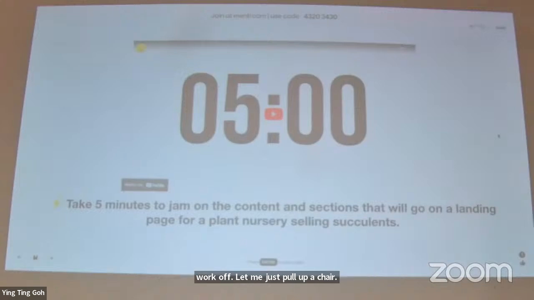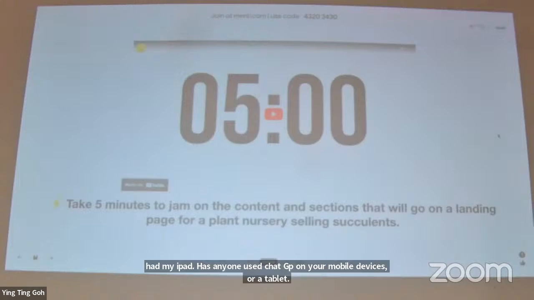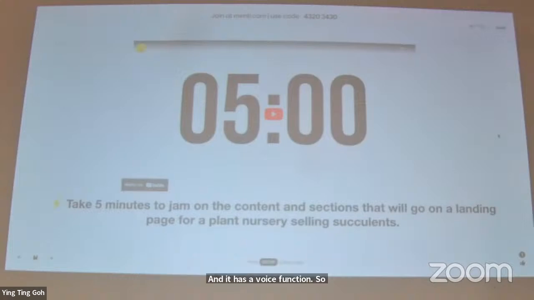So just for moving through this a little quickly, I have my iPad with me. Has anyone used ChatGPT on your mobile devices or a tablet? Nodding, right? And it has a voice function. So just for ease, I'm just going to talk to it and then refresh on my laptop, okay? Give me 1 minute.